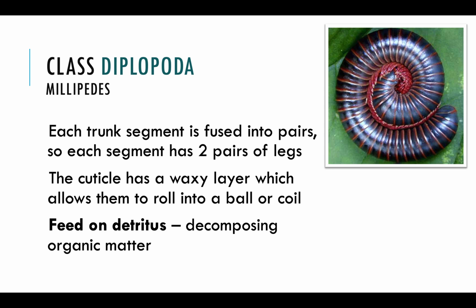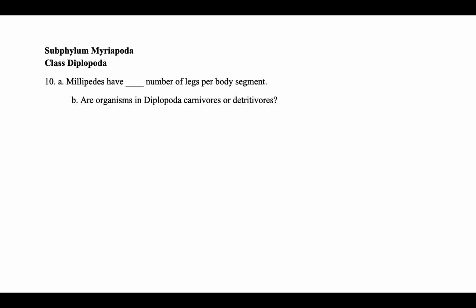So each segment has 2 pairs of legs. The cuticle has a waxy layer which allows them to roll into a ball or coil up, and these organisms feed on detritus or decomposing organic matter. So millipedes have blank number of legs per body segment. They have 2, right? Are these organisms in Diplopoda carnivores or detritivores? What do you think? They eat detritus or decomposing organic matter.